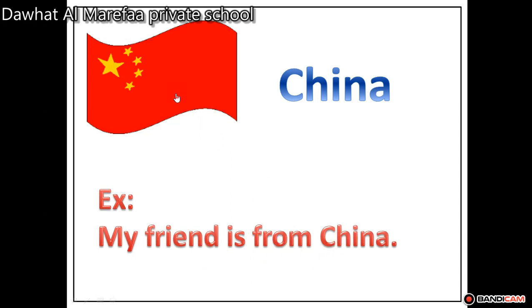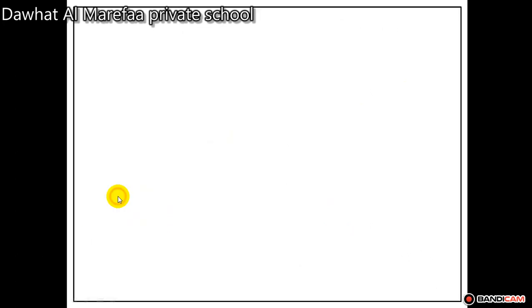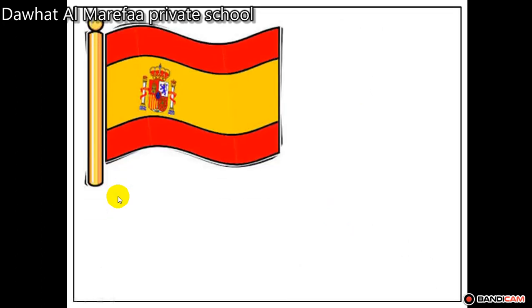Very good, my students. So the last one that we will take today, guys. What is this flag? Which country does it refer to? Yes, very good. Spain.